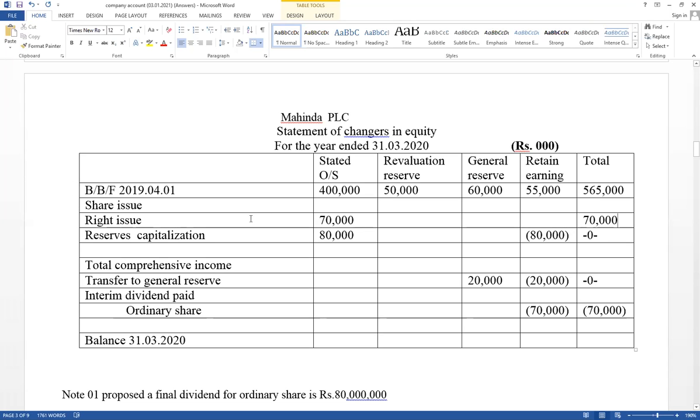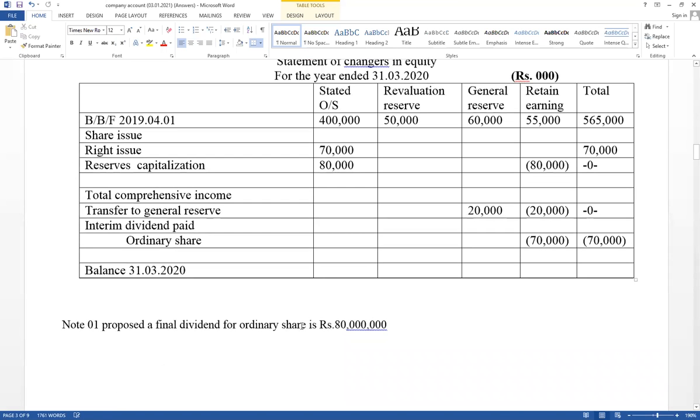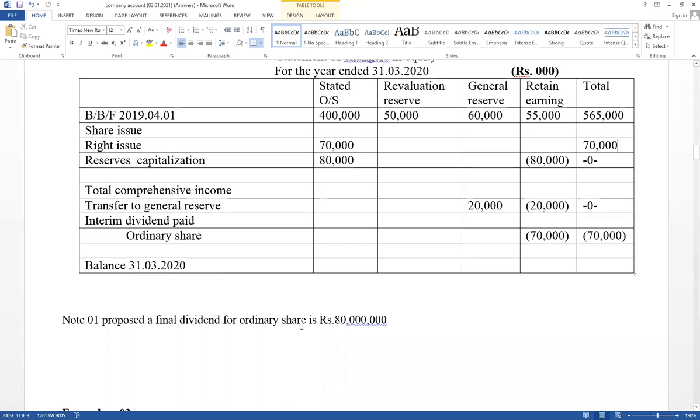Think about the rights issue we have discussed, reserves capitalization discussed, transfer to the general reserves, and dividends paid, interim dividends paid. Those are the specific areas relevant for a company. Think about proposed dividends. Why do we have to write notes? Based on LKAS 10 standards, there are MCQ papers also. This is a non-adjusting event. It has been given clearly in the standards. Proposed dividends for ordinary shares should not be adjusted.